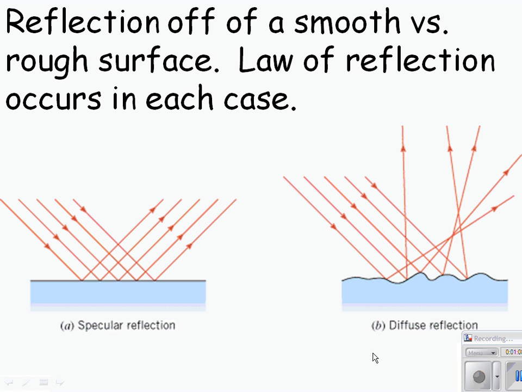Here we have an example of reflection off a smooth versus a rough surface. The law of reflection occurs in both cases. In this first case, all the light rays come in parallel to each other and reflect off parallel to each other. In the second case, where the surface is rough, all the light rays come in parallel to each other and they reflect off at a variety of different angles, and so that's why the surface doesn't look shiny. We can't see ourselves in the surface. But for each point, if you draw a normal line at that point of reflection, the angle of incidence would equal the angle of reflection.